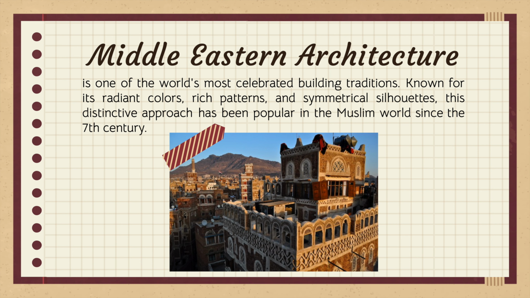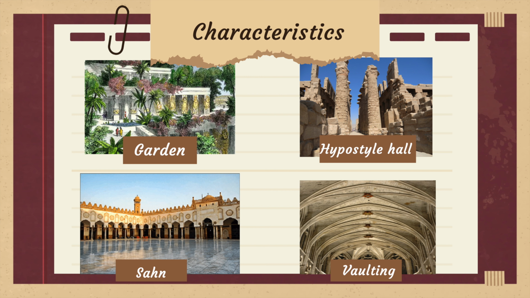Middle Eastern architecture is one of the world's well-known building traditions. Famous for its radiant colors, rich patterns, and symmetrical silhouettes, this style has been popular in the Muslim world since the 7th century. Middle Eastern architecture is influenced by two different ancient traditions, namely Greco-Roman and Eastern tradition. And here are the features and characteristics of Middle Eastern architecture.